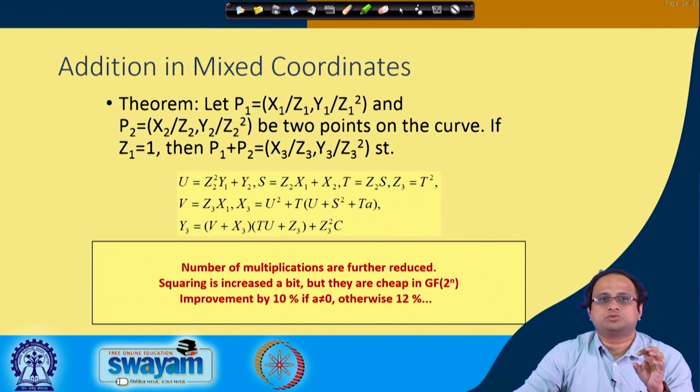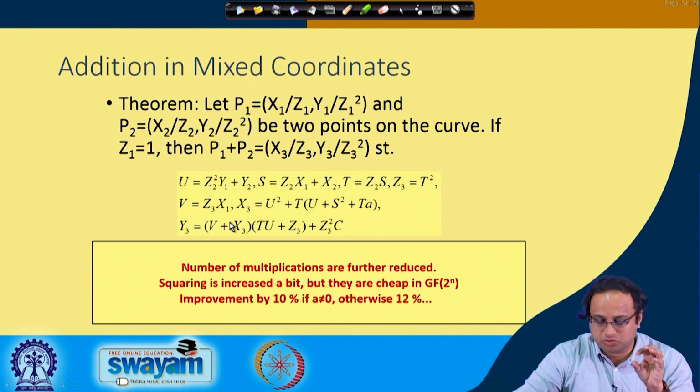Okay. So finally, there is also a technique which is called the mixed coordinate system. In mixed coordinate systems, what you do is you basically keep one point in the affine coordinates, whereas the other point is projective. Suppose you have got 2 points, p1 which is x1 by z1, y1 by z1 squared, and p2 which is x2 by z2 and y2 by z2 squared, be 2 points on the curve. If z1 is 1, this implies that this point is an affine coordinate point. So, if p1 is affine and p2 is projective, then also you can calculate p1 plus p2.